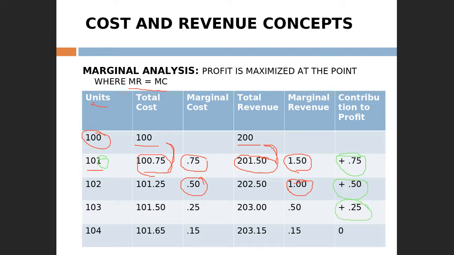But when you get to the 104th unit, guess what? Your marginal cost is 15 cents. Your marginal revenue is 15 cents. So there's no difference over here. So you are not adding anything to profit. So this is where you stop producing and selling. That's the story of marginal analysis. This can be demonstrated through use of calculus, but again, this is a marketing class. We're not even going in that direction. Questions?